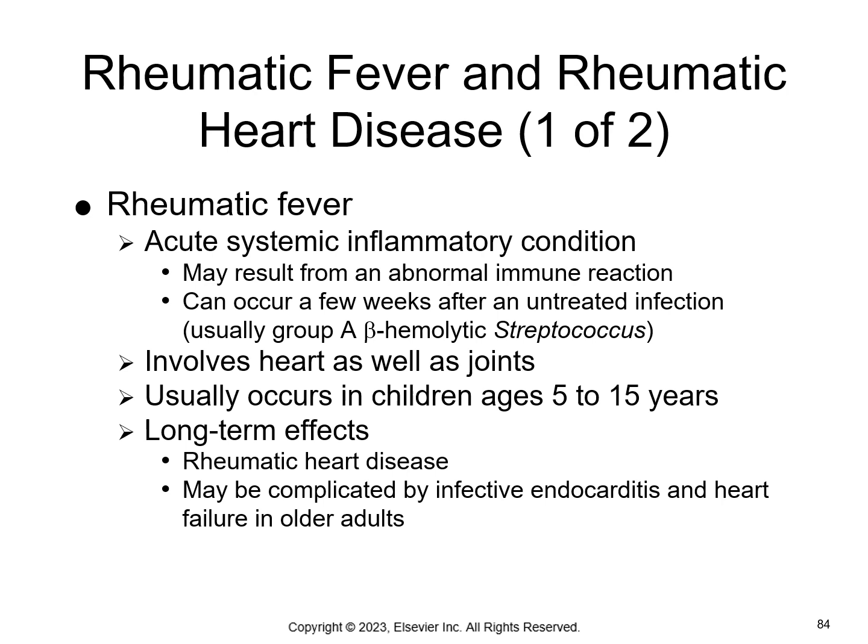All right, so what is it? How does it break the body? Okay, so acute systemic inflammatory condition, rheumatic fever. It's an abnormal immune reaction that occurs a few weeks after an untreated infection, usually by certain strains of group A beta hemolytic streptococcus. Okay, what's it going to cause? Inflammation in the heart and the joints and the skin. Usually happens in kids 5 to 15 years old. Long-term effects: rheumatic heart disease, complicated by infective endocarditis and heart failure in older adults.